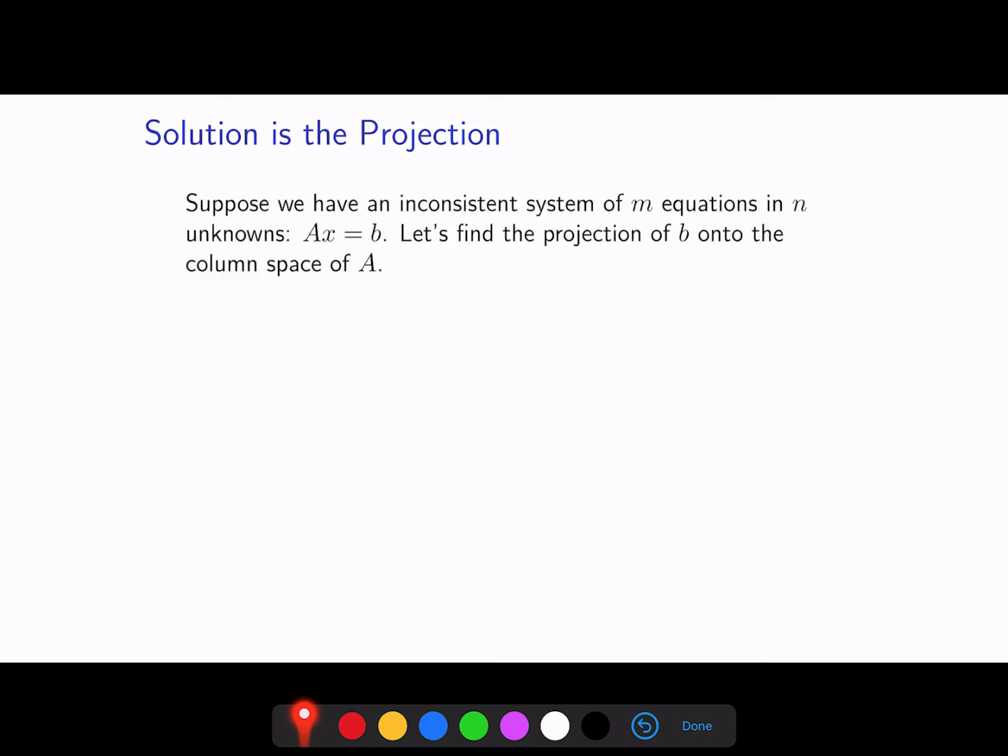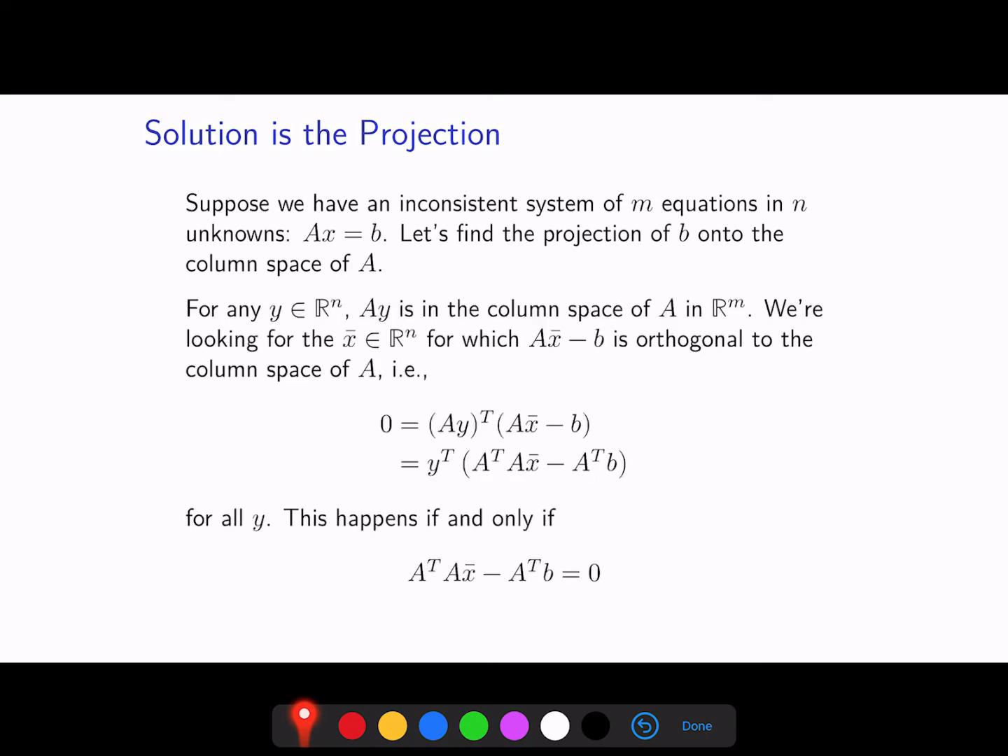Let's jack this up one more time. Suppose we have an inconsistent system of M equations in N unknowns. So let's find the projection of B onto the column space of A. For any Y in Rn, AY is in the column space of A, right? It's a linear combination of the columns of A. So we're looking for an X bar in Rn for which AX bar minus B is orthogonal to the column space of A. That means AX minus B dotted with AY is 0 for all Y, for all linear combinations of the columns of A.